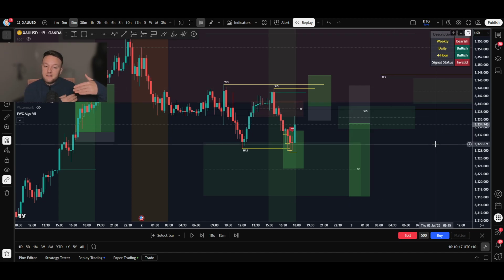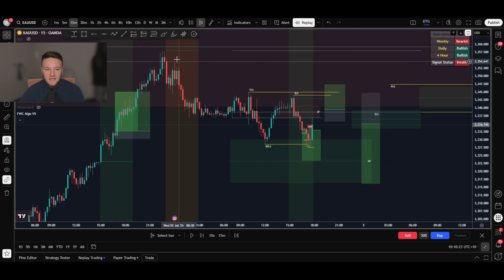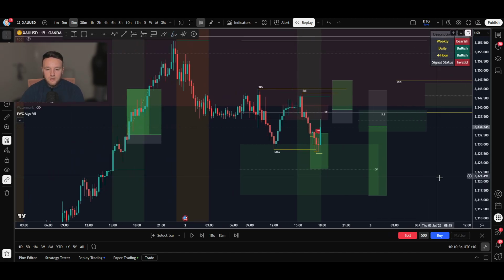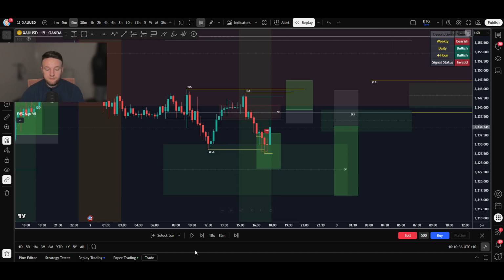Because I said there were arguments for buys, there were arguments for sells, but it's which one wants to set up, right? So now at this point, like I said, we've tapped into the daily bullish buy zone, which is this one right here. And we've grabbed bullish liquidity from my liquidity level over here to the left-hand side. And now we're starting to push up. So now we have bullish direction.